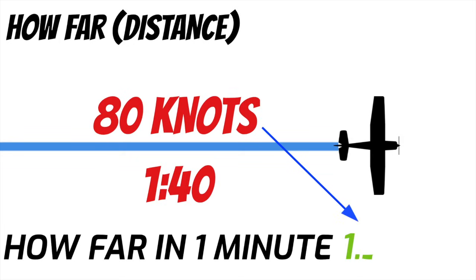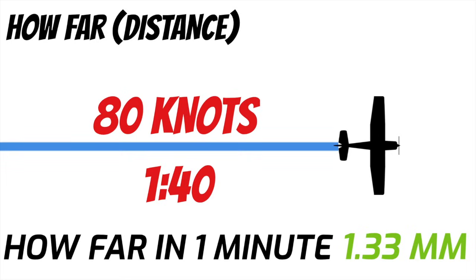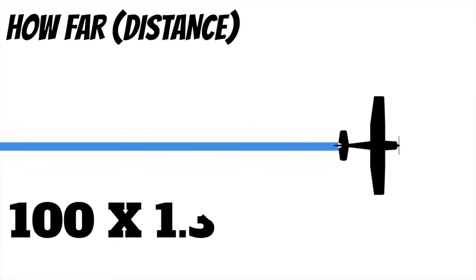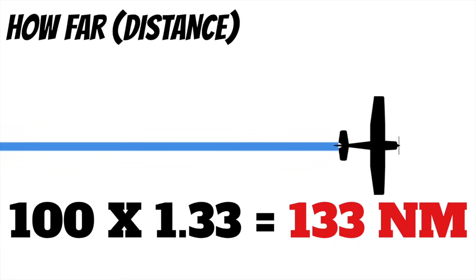80 divided by 60 is 1.33. So I'm traveling 1.33 nautical miles a minute. Now, how many minutes am I flying for? 1 hour and 40 minutes is 100 minutes. So I simply multiply 100 minutes by 1.33 nautical miles a minute to see that I traveled just over 133 miles. I didn't even need a calculator for that part. I just moved the decimal over.